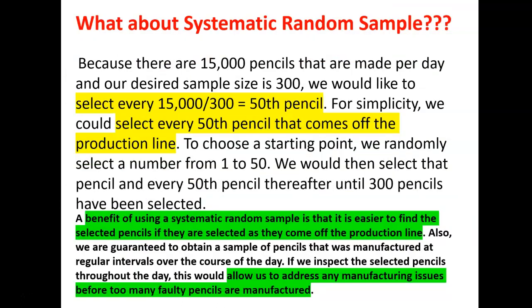Now, the one they didn't mention that I think is worth looking at, a systematic random sample. So bear with me for a minute, a little bit of math.